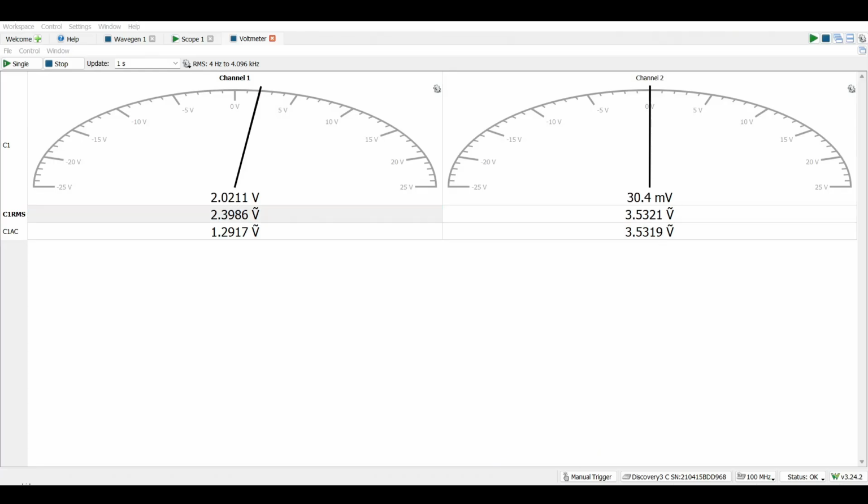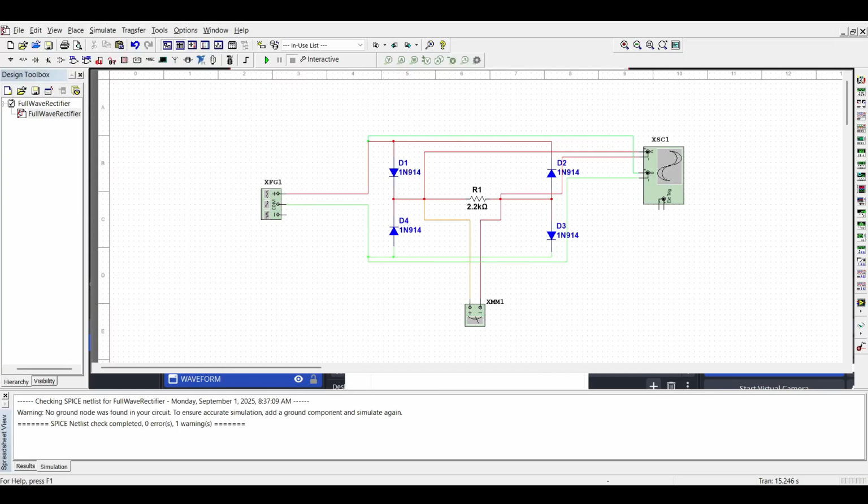We go back and look at Multisim. And we look at our voltage meter over here, we're at 2.084, with a difference of about 0.06 volts, which is well within the difference.